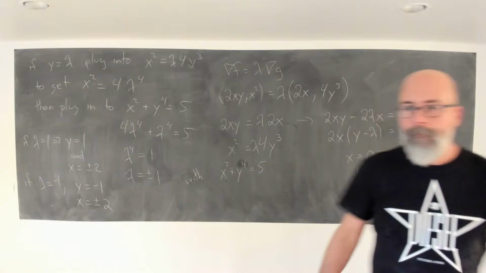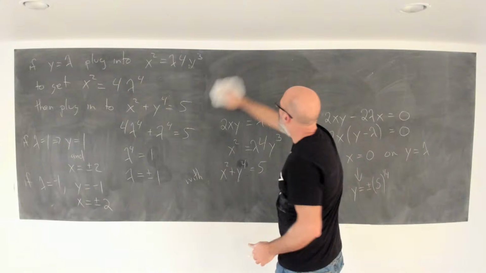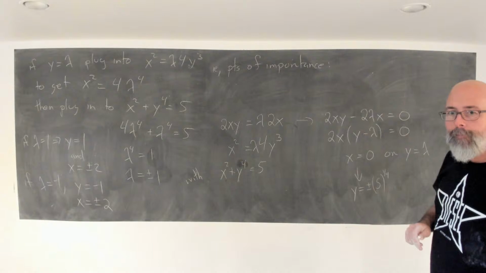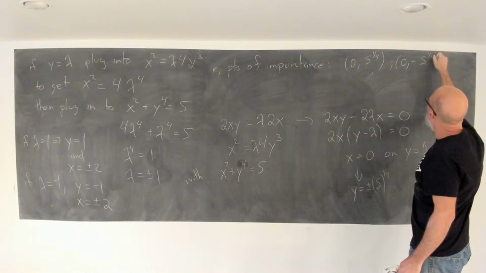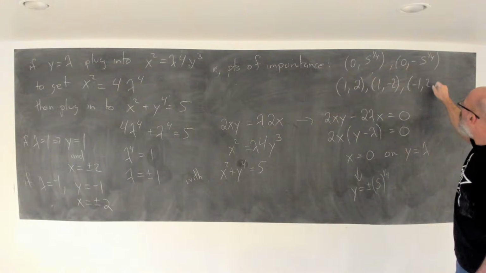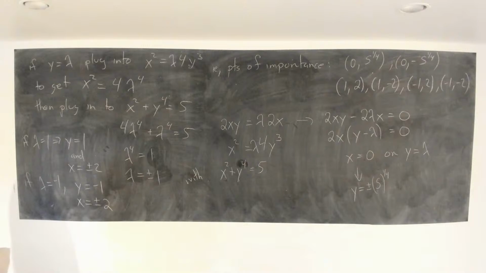So this gives us a bunch of points. Let's put everything together. Let's call them points of importance. 0, fourth root of 5; 0, negative fourth root of 5, right from here, and then 1, 2; 1, minus 2; minus 1, 2; and minus 1, minus 2, these four points. So if that's what you meant by keeping track of the pairings, absolutely right.